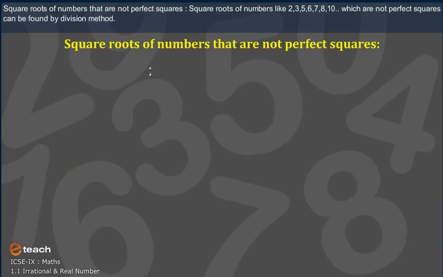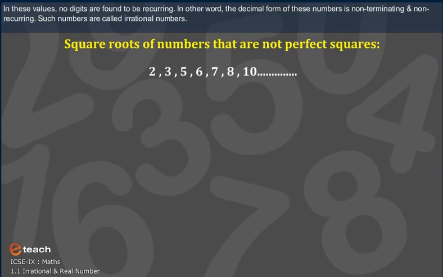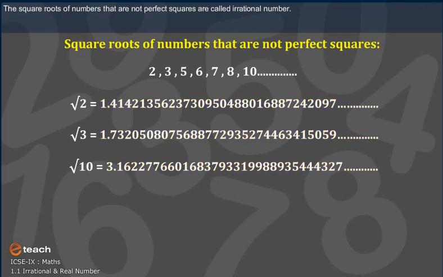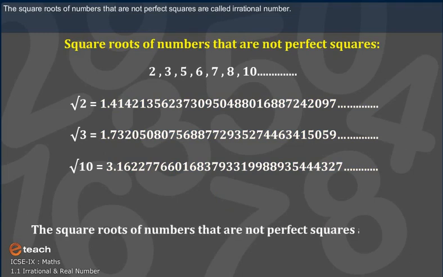Square roots of numbers like 2, 3, 5, 6, 7, 8, 10 and so on, which are not perfect squares, can be found by the division method. In these values, no digits are found recurring. In other words, the decimal form of these numbers is non-terminating and non-recurring. Such numbers are called irrational numbers. The square roots of numbers that are not perfect squares are called irrational numbers.